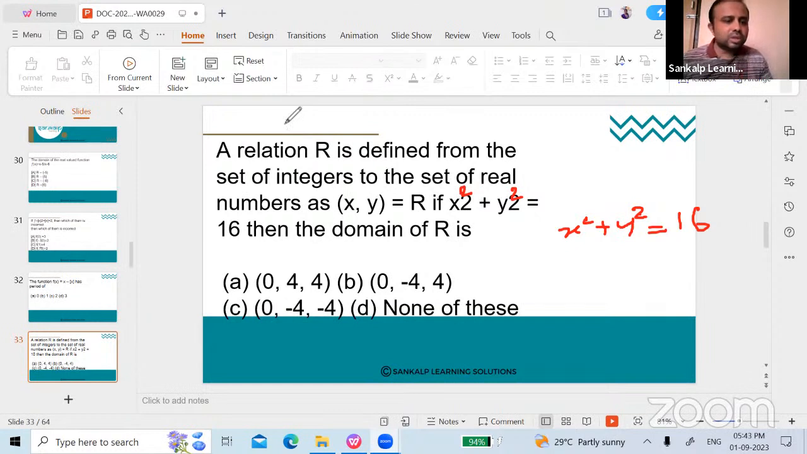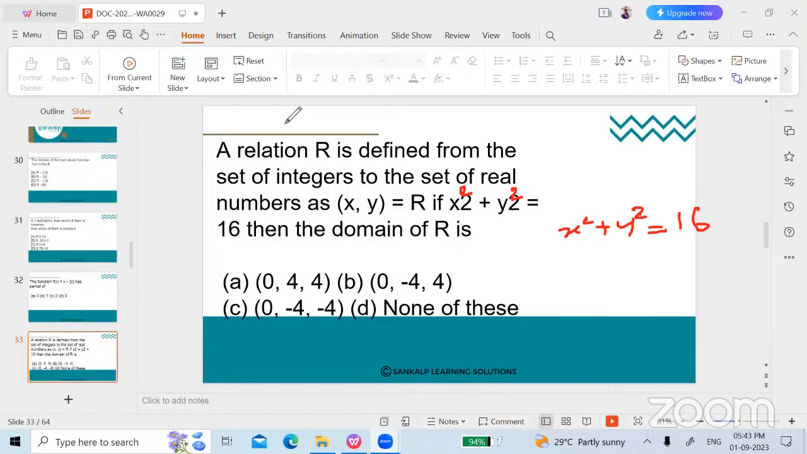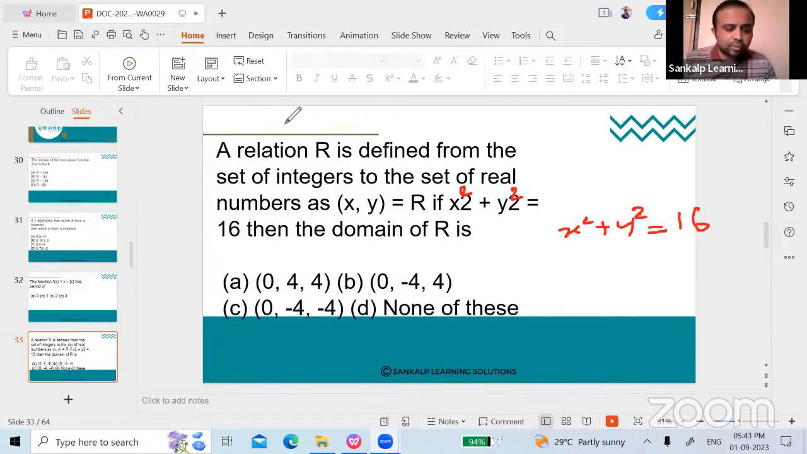Yes, Sri Suresh, Nirmala. Option B, sir. Option B. Are you solving? Yes, sir. Okay, how did you solve it?